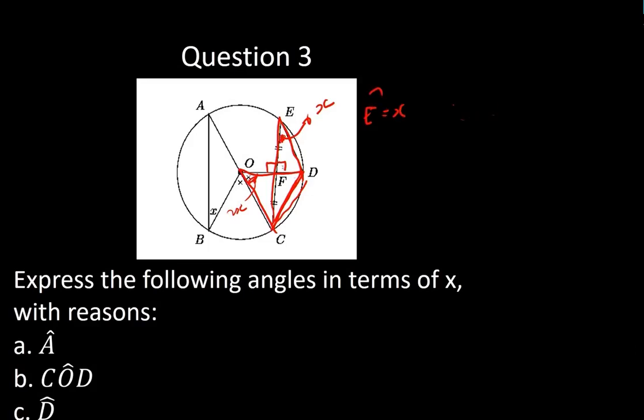So if angle E is equal to x, and we know that angle EFD is 90 degrees, then I can find angle D by using angles in a triangle. Angle D is going to be equal to 180 degrees minus 90 minus x. 180 degrees minus 90 is going to give me 90 degrees minus x. So angle D here is 90 degrees minus x.